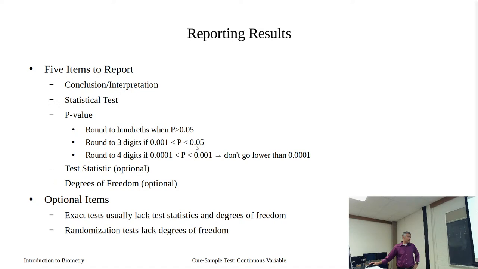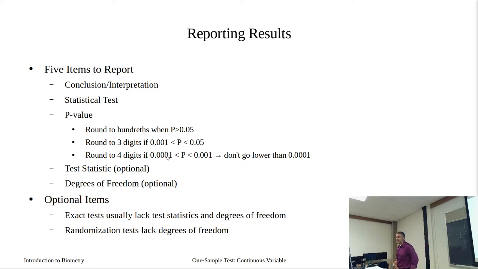If we are between 0.05 at the high end and 0.001, now we're in significance. We have a difference. If we're between 0.001 and 0.05, we go to three digits. So now it's kind of important. If you have 0.049, you report 0.049. If you have 0.041, you report 0.041. If we are between 0.0001 and 0.001, we go to four digits. Anything less than 0.0001, we just report the p-value as being less than 0.0001.